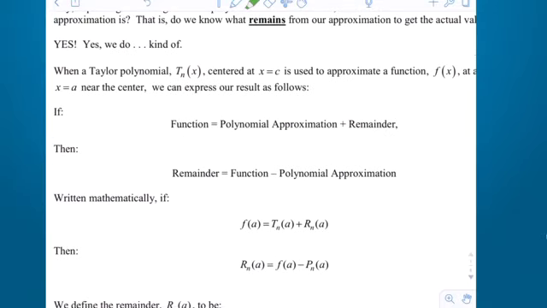So here's kind of an important idea. Let's say we have a function, and we can represent it by a polynomial approximation. If I then add what's left over, I get an equal sign here. Our actual function is the approximation plus the remainder. The remainder is what's left over from our approximation to the actual. And I think you could see that.